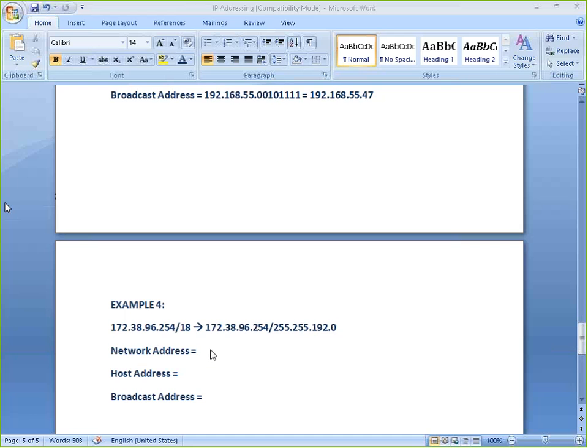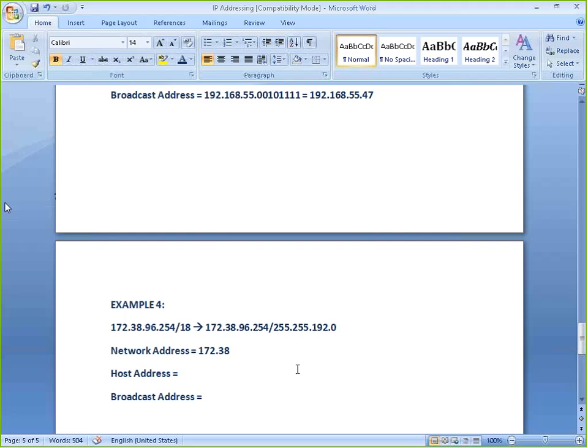Now if I want to calculate the network address, again it was the same story. Since your subnet mask itself went wrong, everything else will go wrong. Anyways, let's try to calculate the network address now. The first 2 octets are going to remain the same, because if you look at the subnet mask, it is 255. So it's going to be 172.38. That's not a problem.